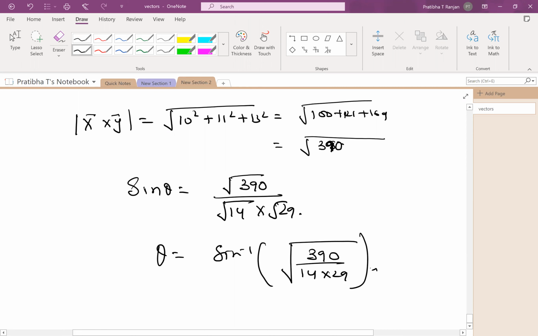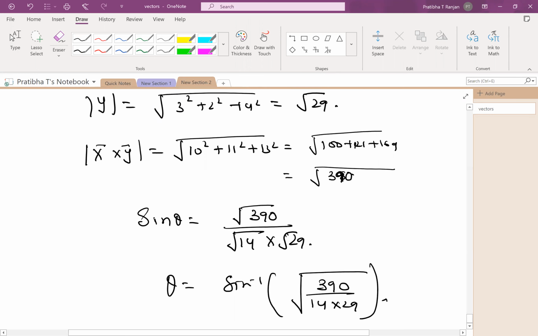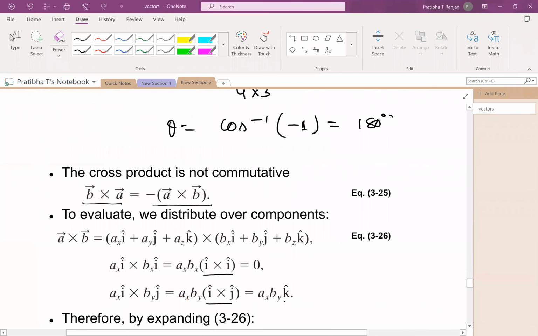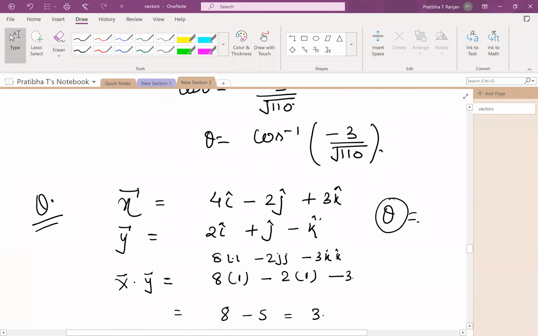So in this way we can find the sine theta using the cross product. I hope you understand how to find it for vectors.